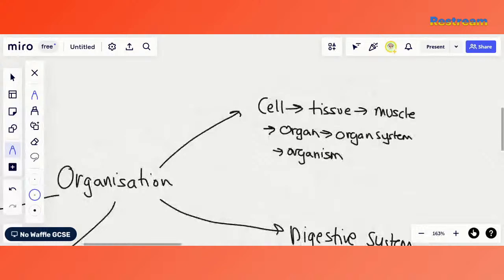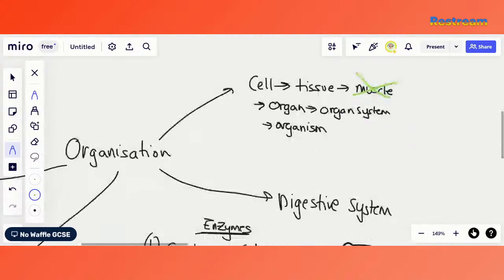What this just means is how a cell is made up of a tissue, which is made up of a group of specialized cells, and tissue then creates organs. Organs create organ systems, such as the digestive system, and then organ systems create organisms. Then we looked at the digestive system.